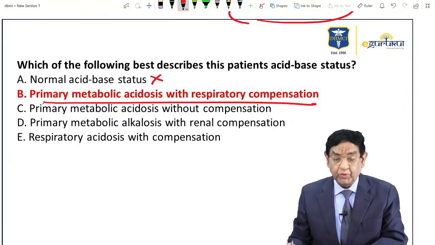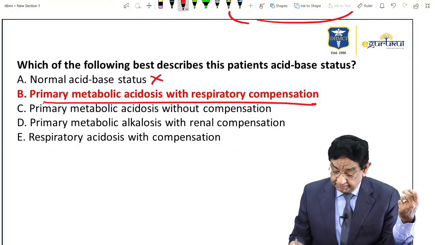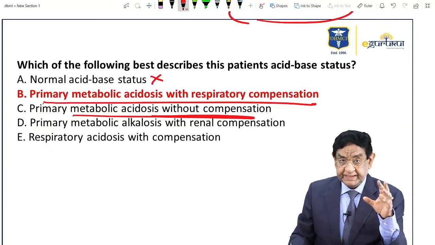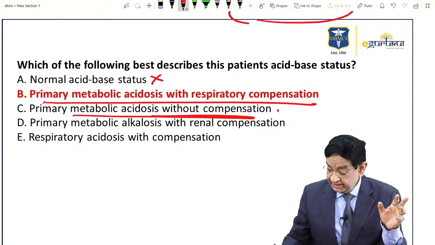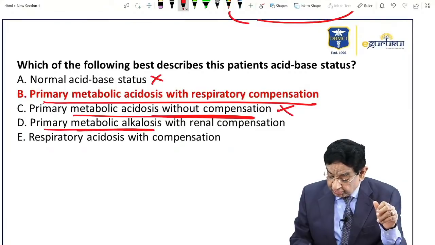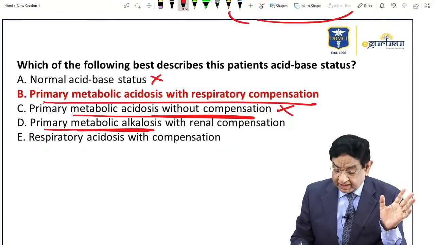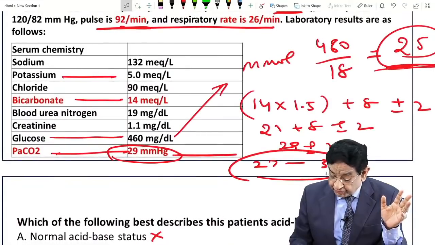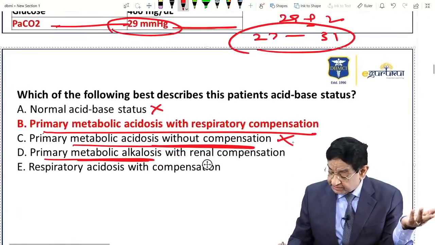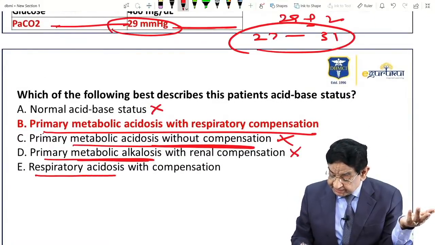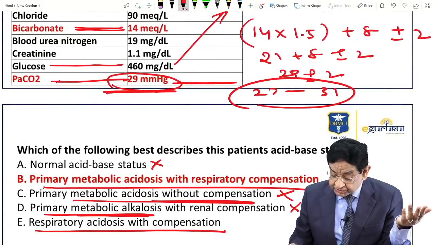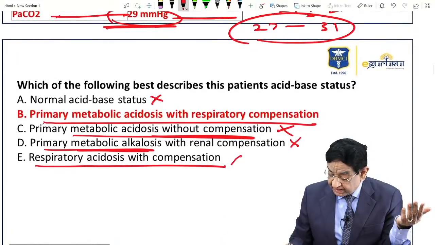Is it normal? No way, it's not normal. Is it a metabolic acidosis without compensation? No. It has come in the normal range. It is fully compensated. This is not the answer. Metabolic alkalosis, no way. Why? Because bicarb is reduced, so this should be metabolic acidosis. So this is not the answer. Respiratory acidosis with compensation, the CO2 level is reduced. So this cannot be the answer.